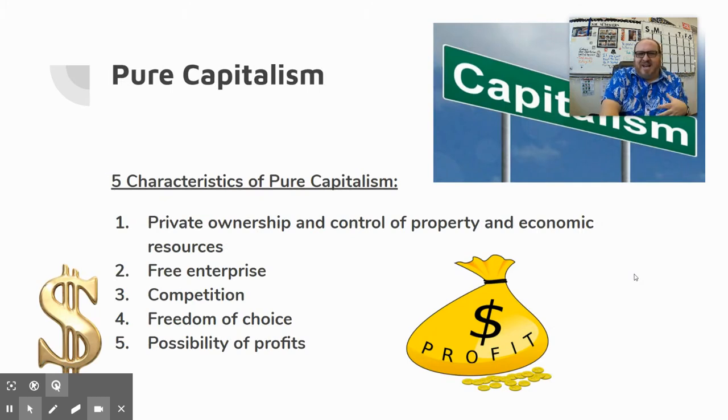Now, pure capitalism kind of doesn't really exist anymore. It did for a while, but there's five basic characteristics of pure capitalism. And these basic characteristics do influence capitalism still today. And first of all is private ownership and control of property and economic resources. Second, that free enterprise or free market. Competition, okay, freedom of choice, and then lastly, and some would argue most importantly, the possibility of profits. Nobody gets into the business of capitalism unless they desire to make profits. Nobody opens a business unless they're hoping to make profits.